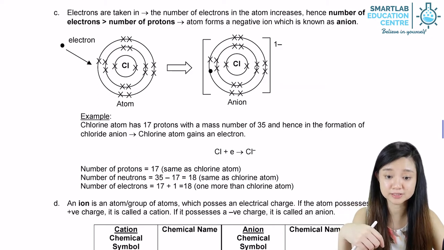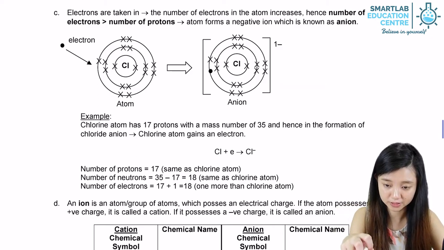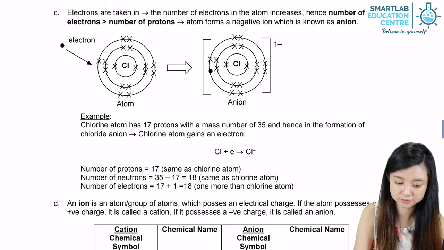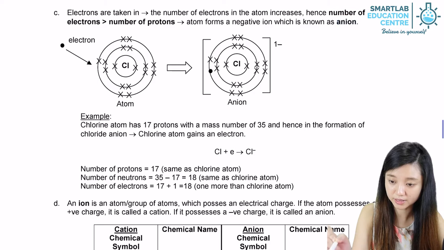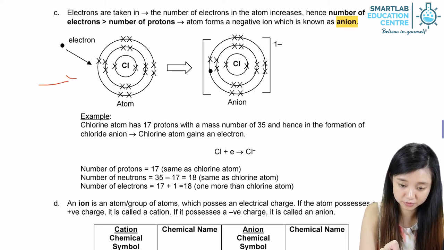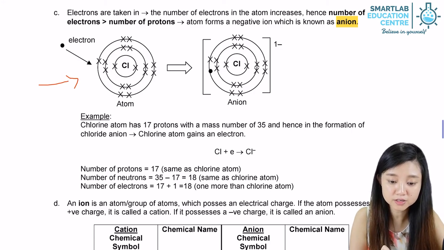When electrons are being taken in, the total number of electrons in the atom will increase. So therefore, the number of electrons now is more than the number of protons. So the whole atom is going to form a negative ion called an anion, A-N-I-O-N.